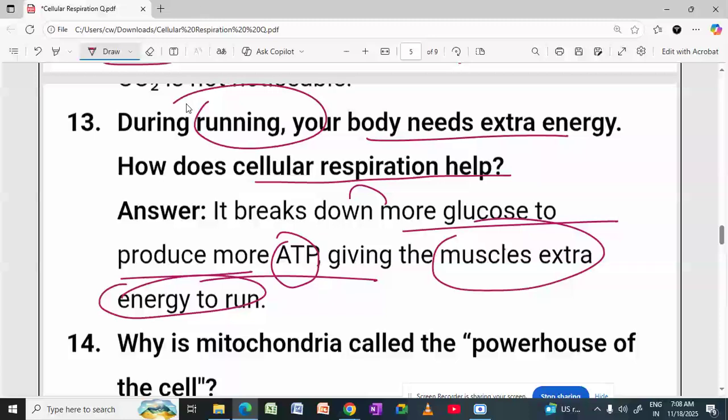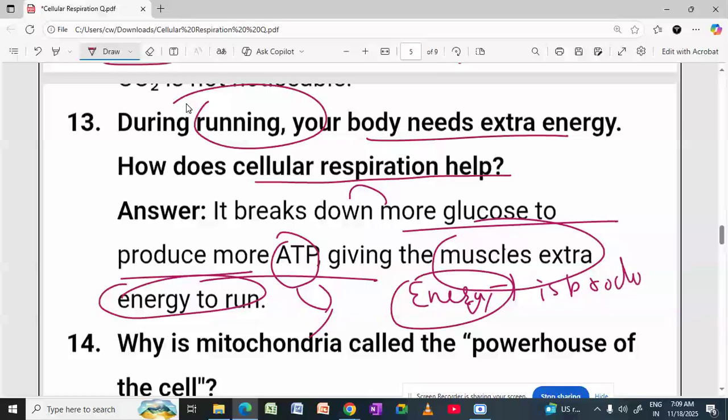We know that during the process of cellular respiration energy is produced. So what happens here is that it breaks down more glucose to produce more ATP. If more ATP is produced, then the muscles get extra energy to run. Understood, Manya? Tell me.